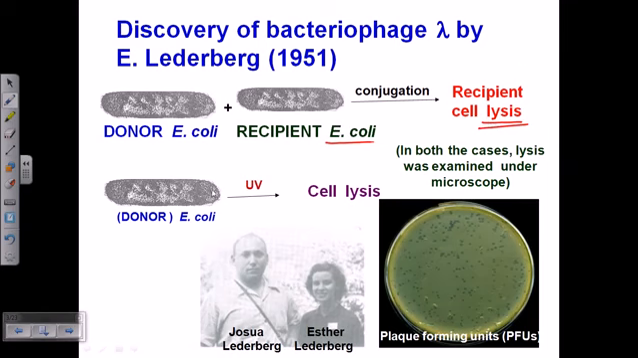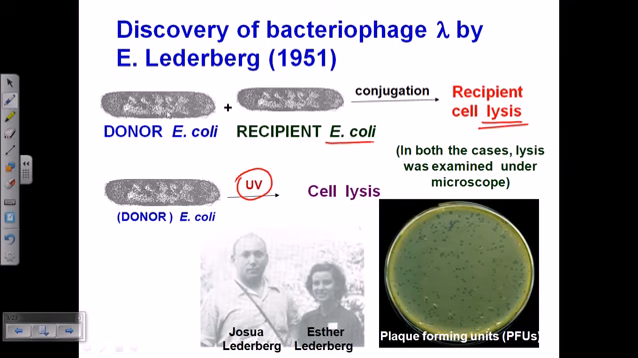Now in the second experiment, they take only donor cells, and they put a little bit of UV there. After some time, they found that the cells are again getting lysed. But when they put this donor cell as it is, without the treatment of UV or without any kind of conjugation, this donor cell remains as it is. It is not dying.